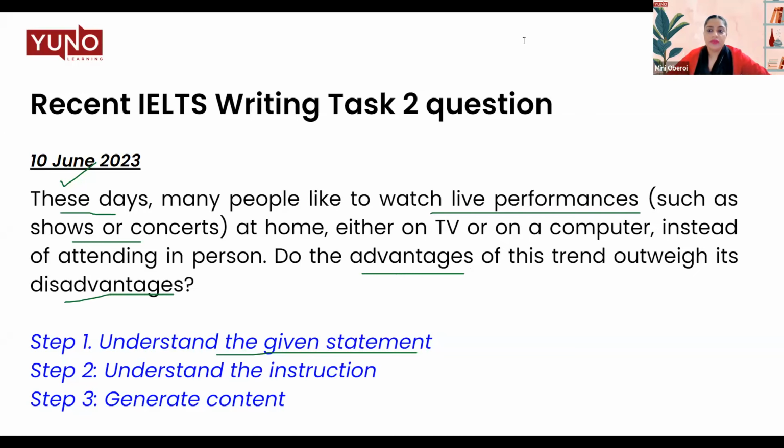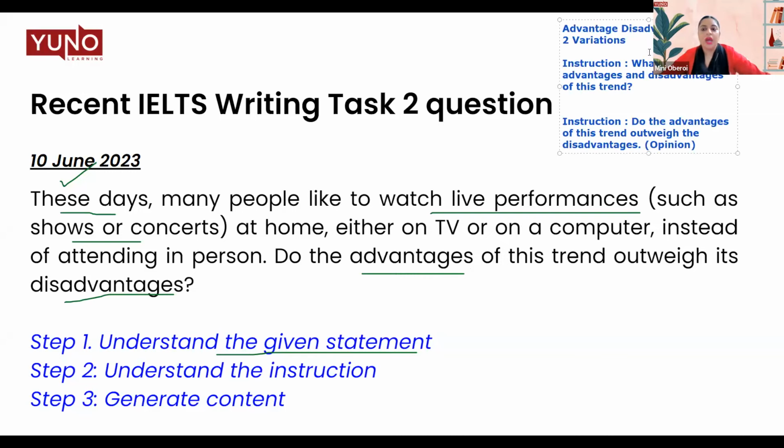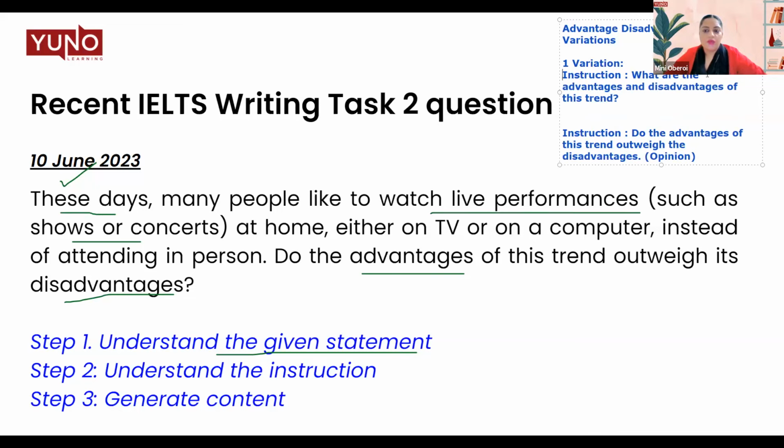First of all, let me bring those points back here. Advantage, disadvantage essay, and the first variation, where they ask only for the advantage, disadvantage. But here, this is not a simple advantage, disadvantage question. They are asking us for our opinion. So when it is a simple question where they do not ask for your opinion, in such a case, we call this type of question a 4-paragraph structure.